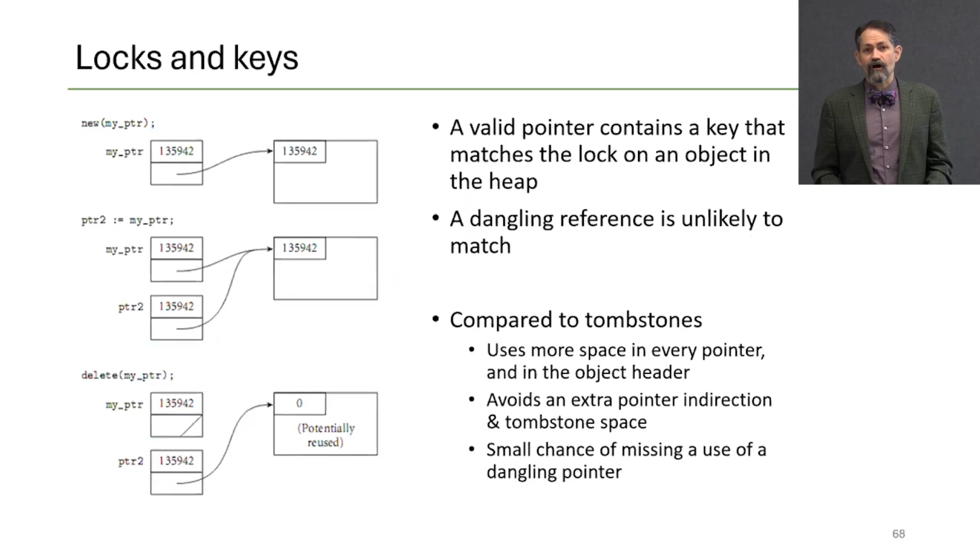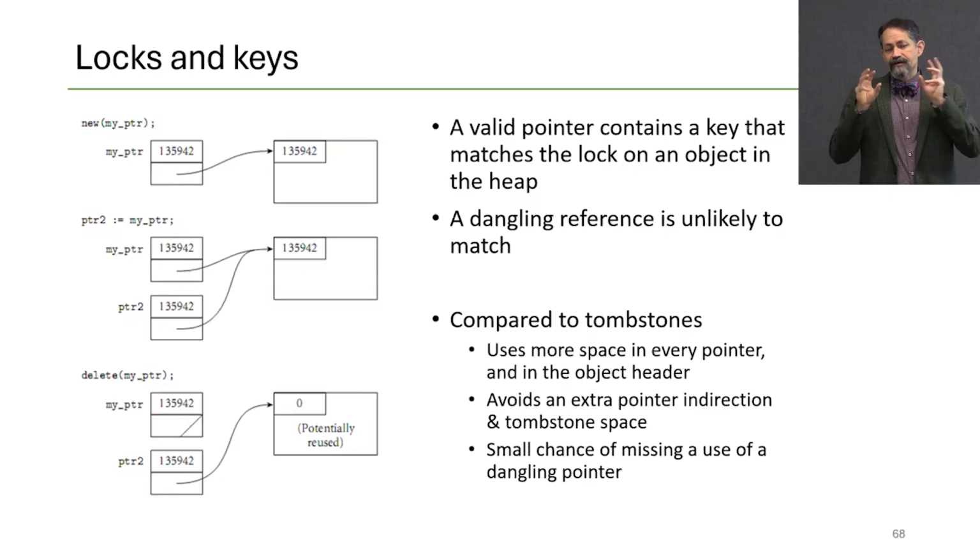A second approach is that of locks and keys. This is similar at a high level to tombstones, but what we're going to do instead is use what's called a fat pointer. So a valid pointer will contain the regular pointer, but it will also contain a key. And that key matches a lock that's stored in the object itself. We use a randomly or pseudo-randomly allocated number for both the key and the lock, and they are supposed to match. Whenever we use the object, we check that the key in the pointer matches the lock on the object.